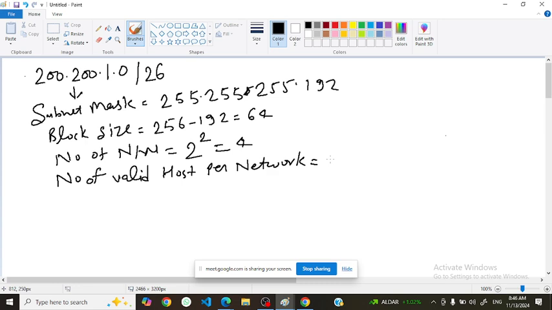Again, repeat. Number of valid hosts per network: 2 to the power of 6, which is 64, minus 2, which is 62. So you were asking how we will write the IP addresses. Correct, yeah.